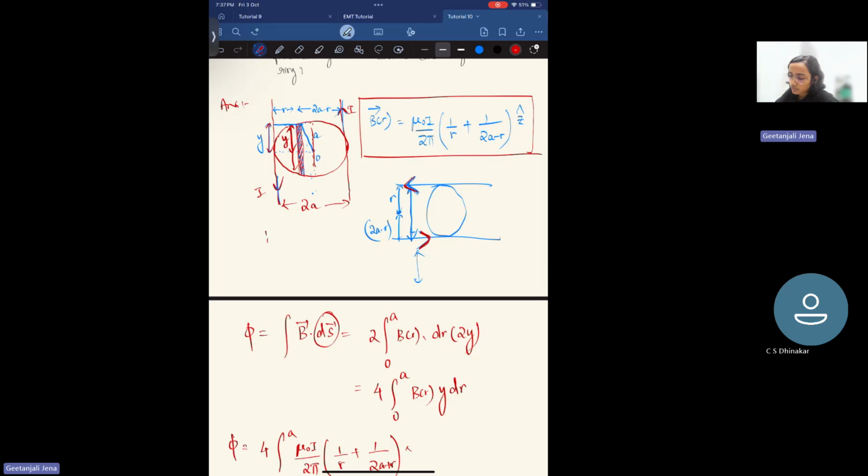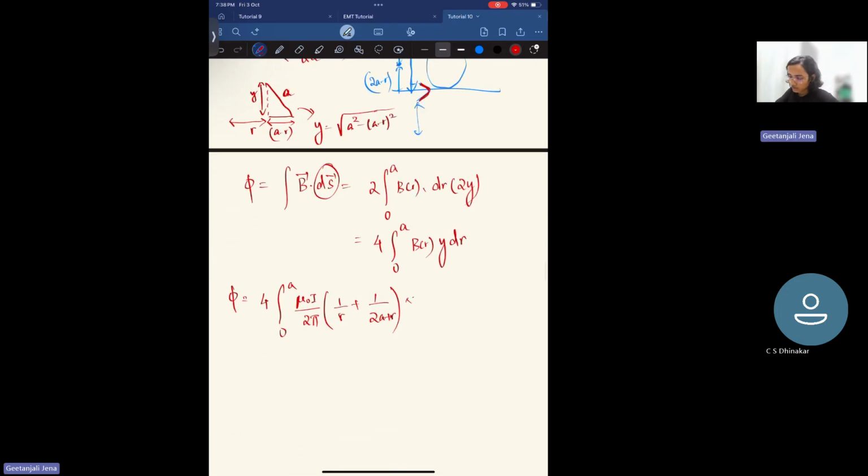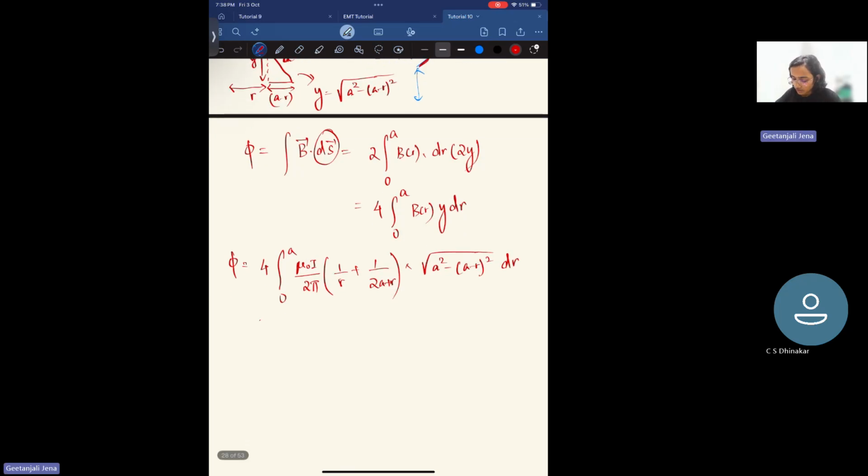Let me draw it properly. So this is the distance y. This distance is r, so this will be a minus r, and this is the radius a. So here we can see y is the square root of a square minus (a minus r) square. So we are writing in terms of a single variable so that we can calculate the limit of this integration.